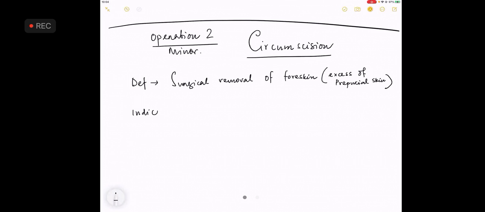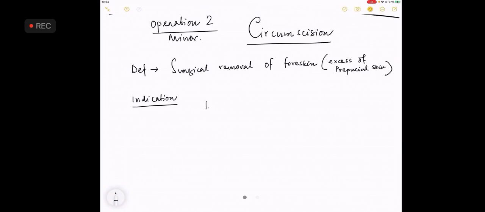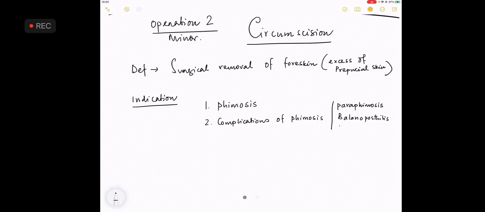The indications of a circumcision, please do not say religious indications. You are a doctor. Indications are, number one, phimosis. We have had a case discussion on phimosis. Number two, complications of phimosis. Paraphimosis is a common complication, and balanoposthitis. Number three, a patient with a urinary tract infection, and rarely in an adult, suspected cancer of the prepuce. BXO is an honors-getting answer. Do not mention BXO unnecessarily.